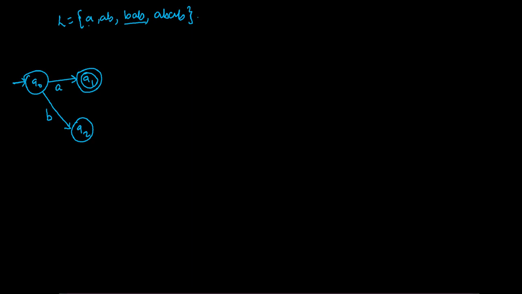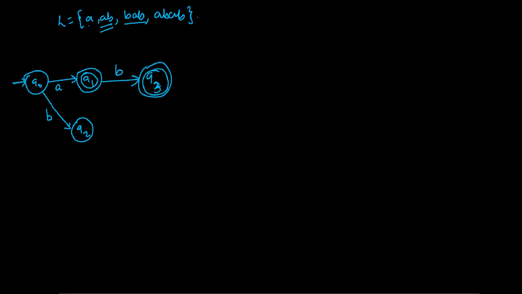So this Q2 is just a non-final state but not a dead state. When you are at Q1, if you see another symbol, and that symbol is B, then it is also a final state. Let's say this is Q3, and this is also going to be a final state because AB is a part of the language.